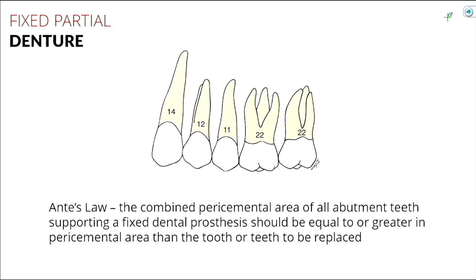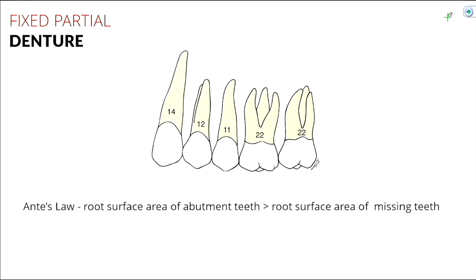So somebody came up with this idea, Ante's law. Actually, this guy named Ante. This was done probably in the 1900s, so before any kind of evidence-based dentistry was around. But he came up with this sort of conclusion. I'm going to kind of rephrase this definition. We'll simplify it. But basically, if you added up the root surface of the abutment teeth, he postulated that that surface area should be greater than the root surface area of the missing teeth, right?